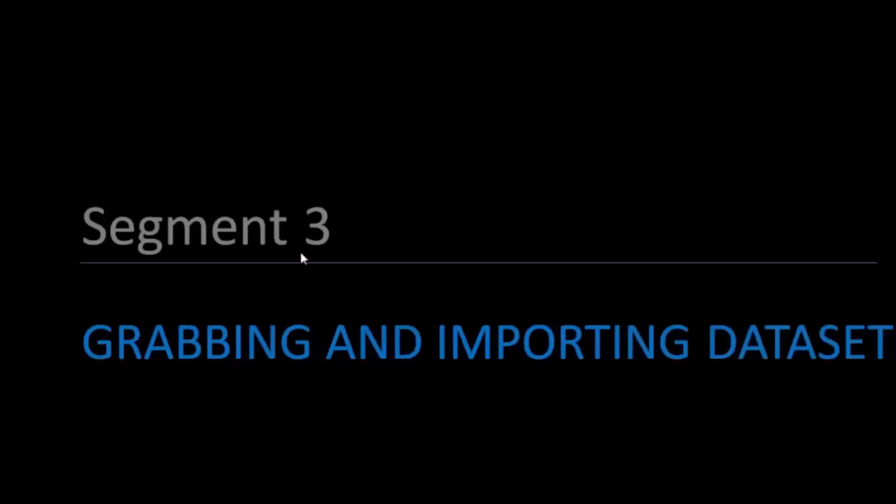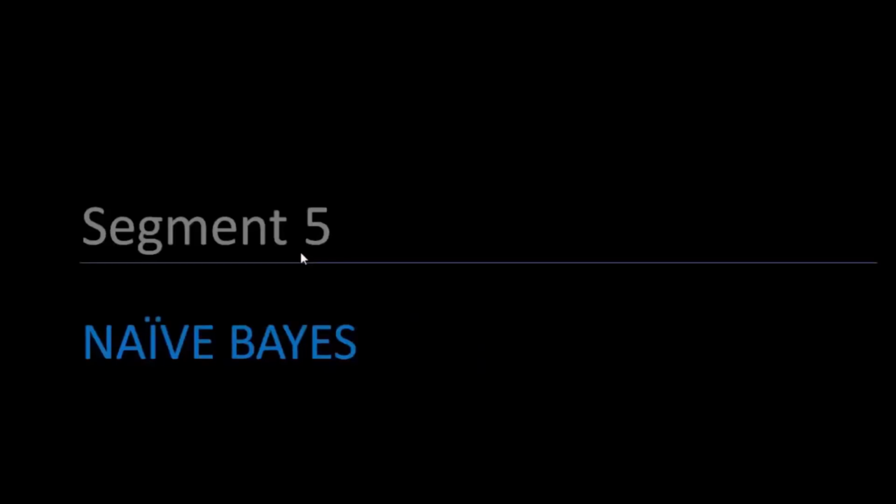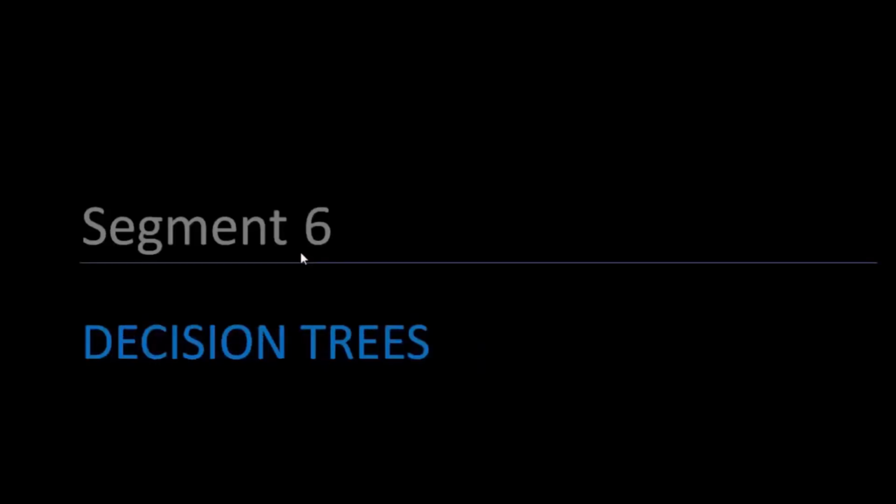In section 3, we will be looking at where we can get the data set and how we can import it into the MATLAB environment. From section 3 onwards, we will be looking at different machine learning algorithms. So in section 4, we will be looking at the first machine learning algorithm, that is k-nearest neighbor. In section 5, we will be looking at another algorithm that is called naive Bayes. In section 6, we will be looking at decision trees and its different variants.